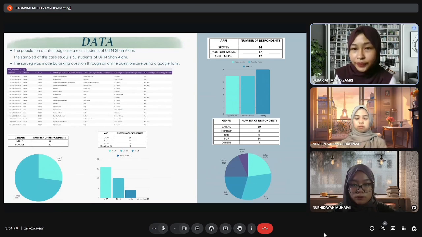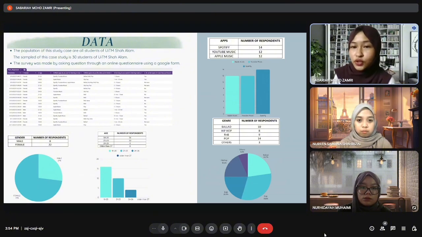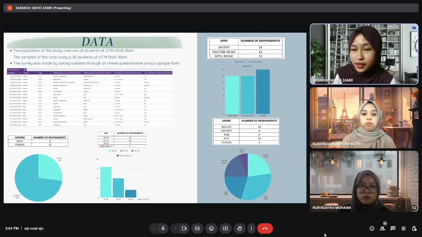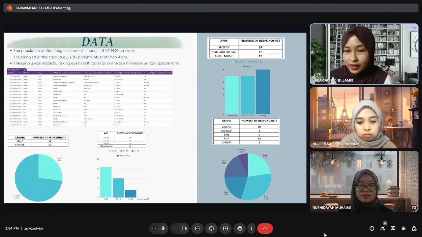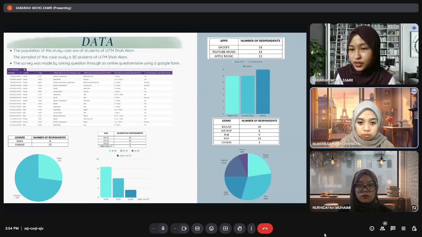And for the application, the respondents can choose more than one app. The most frequent is Spotify, which is the most picked and chosen by respondents. YouTube and Apple Music are the same, at 12%. And for the genre, most respondents choose pop. The second one is ballad. And the least is others, which includes K-pop, indie, and rock.